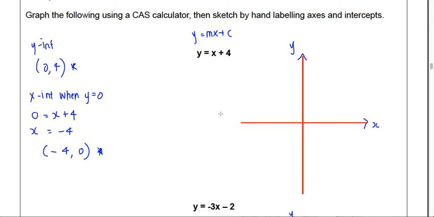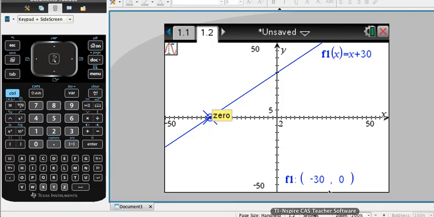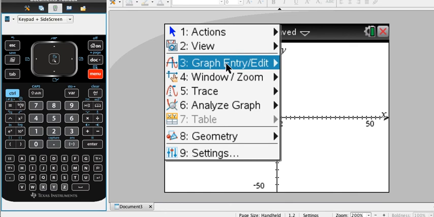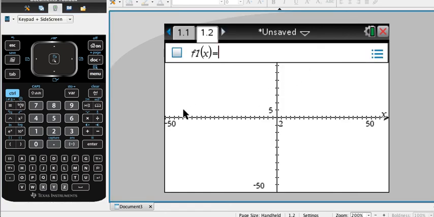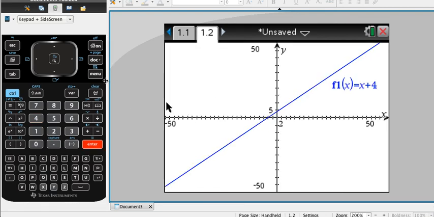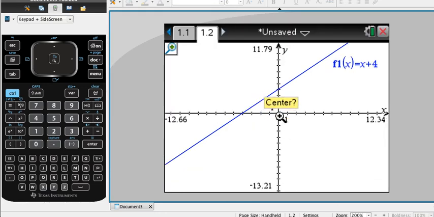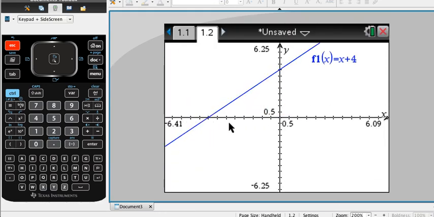But if I was doing it using my calculator, I would simply get rid of this graph from earlier. There we go. And if I type in this graph that I've just, x plus 4, there it is there. I might zoom in just a little bit because it is a little bit small. There it is there. That's my graph. And all I had to do was type in the equation y equals x plus 4.